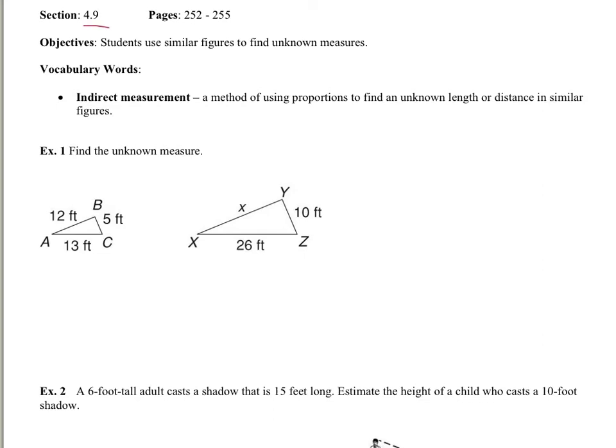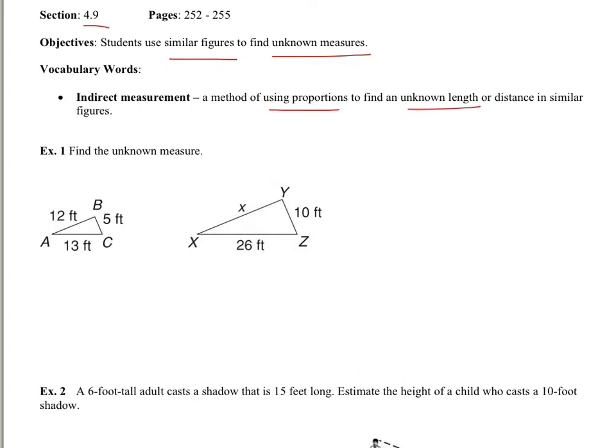For the 4.9 notes, today we're still going to be looking at similar figures just like yesterday, but today we're going to be finding an unknown side of the similar figure. So, yesterday we learned that similar figures have proportional sides, so we're going to use that to set up our own proportion to figure out an unknown length.